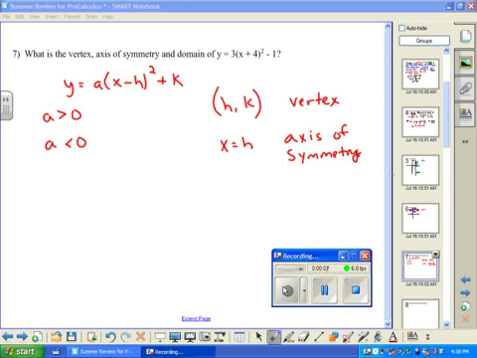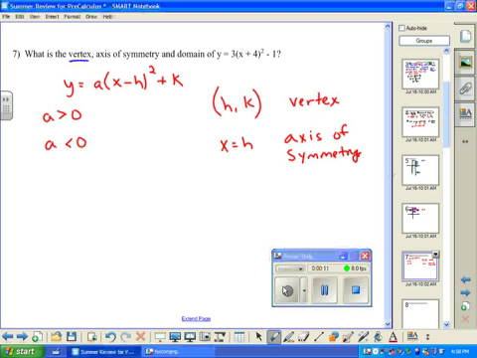For this question, we're now working with quadratic functions, which are parabolas in this case. We see that we're asked to identify the vertex, the axis of symmetry, and the domain. Now, the vertex is either going to be a maximum or a minimum, and whether it's a maximum or a minimum depends upon this initial value here, this value of a.